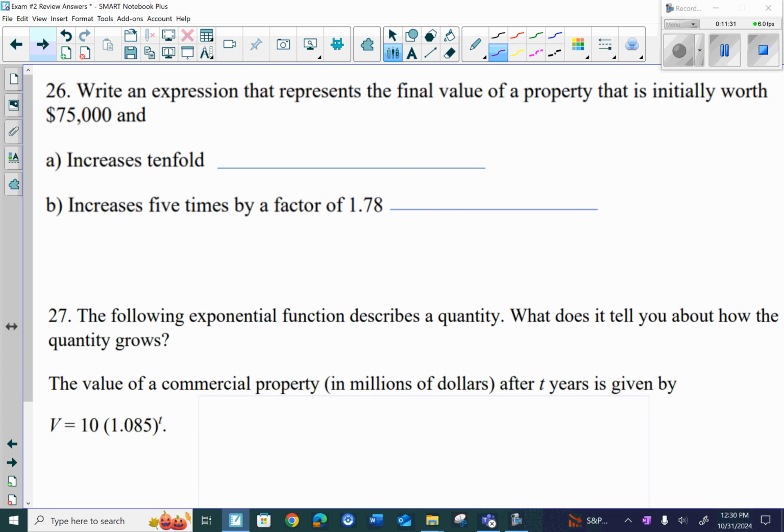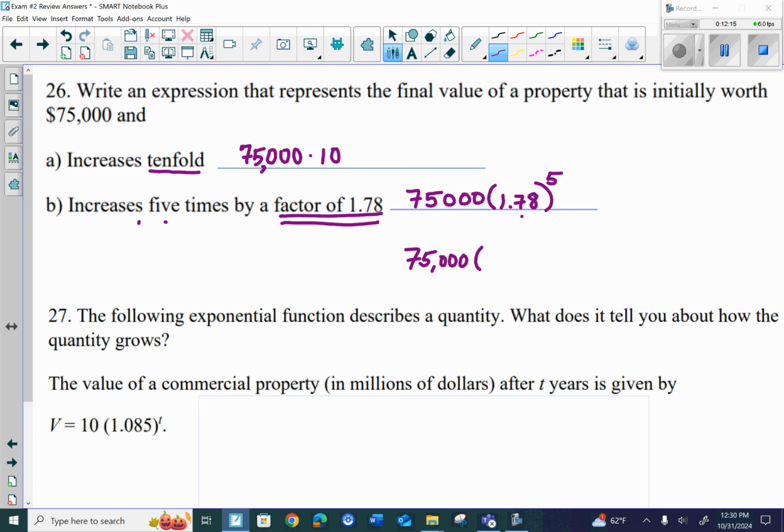Number 26. Write an expression that represents the final value of a property that is initially worth 75,000 and increases tenfold. Well, tenfold means 10 times. So we have 75,000 times 10. Okay, 5 times, so 75,000 would increase 5 times by a factor of 1.78. So it must be multiplied, since it's growing by a factor of 1.78. Its growth factor is 1.78, being multiplied by 1.78 5 times. If you think of it that way, or literally read the problem, it would be 75,000 times 1.78 times 1.78 times 1.78. You could write it that way, but we have a shortcut in math, which is an exponent, 1.78 to the 5th.